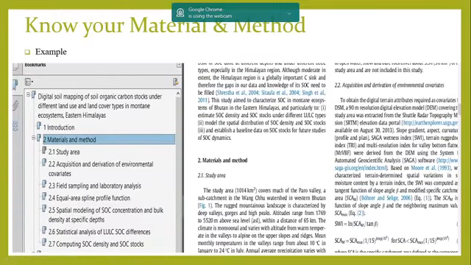And always have headings and subheadings in your materials and methods section. If you see here, even though it is a materials and methods section, they have some 7 subheadings, like study area, acquisition and derivation of experiment, field sampling, equal area, spatial model, statistical analysis, computing. So they have multiple subsections. When you are writing, remember to use the past tense, and headings and subheadings in the sections.